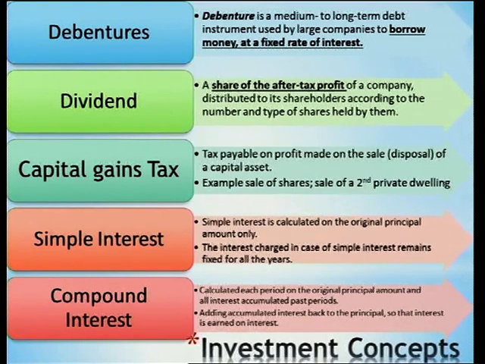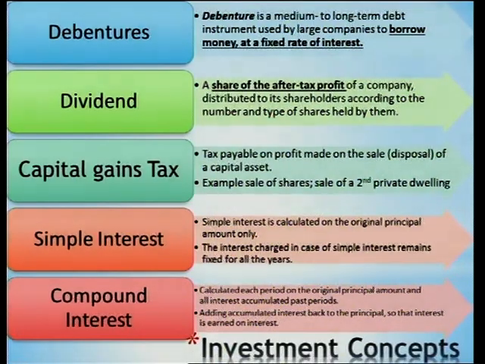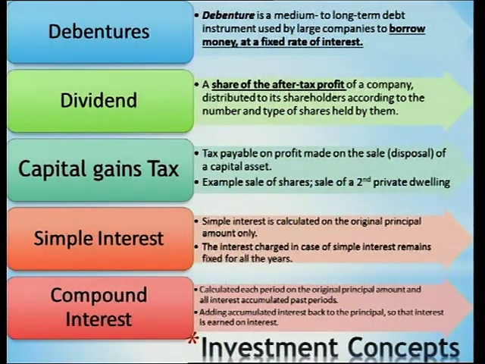So a debenture is a medium to long-term debt instrument used by large companies to borrow money at a fixed rate of interest. The difference between a debenture and a share is that a shareholder buys a share in the company and becomes an owner of the company. A debenture holder buys a debenture in the company and becomes a creditor of the company, because the company in essence owes the debenture holder money. So it works on a very similar concept. The difference is your shareholder will get a dividend and your debenture holder will get interest.